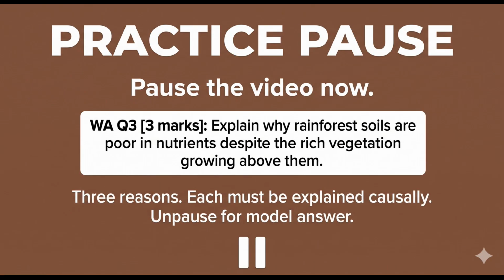Practice. Pause 1. Pause the video now. Your question, WA, question 3, 3 marks. Explain why rainforest soils are poor in nutrients despite the rich vegetation growing above them. Write your answer before you unpause. 3 marks means 3 distinct reasons. Each reason must be explained causally, not just named. When you are ready with your answer, unpause for the model answer.